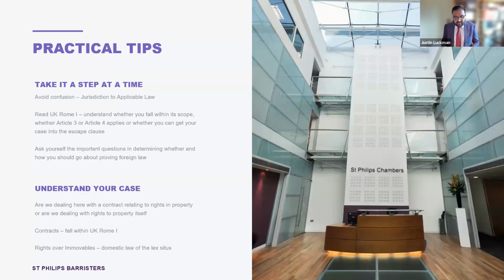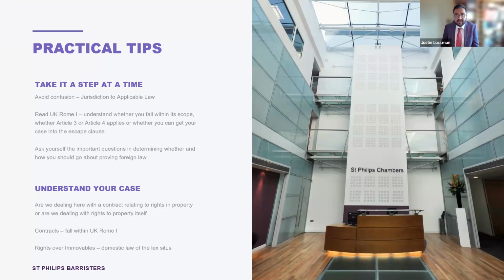And then we end with some practical tips, which really arise from what I have said earlier. But when dealing with conflict of laws generally, and a couple of those practicals actually were relevant for the last seminar, it's easy to get confused. So I said on screen, one, you must make sure you know the difference between jurisdiction and applicable law, and make sure you consider the first question before the second. Whilst I haven't provided a full breakdown, make sure you read UK Rome 1 for yourself.